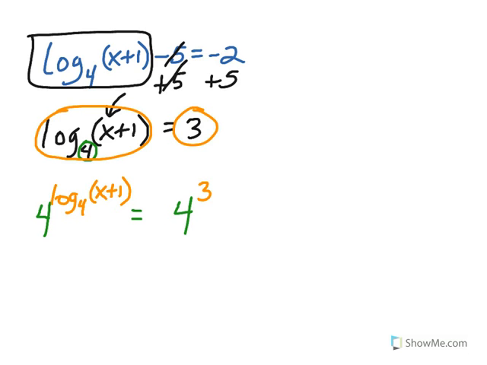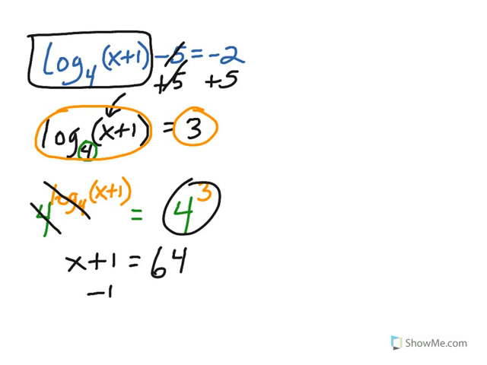Now the nice part about this is 4 to the log base 4. I've done opposite or inverse operations right there. So I'm left with x plus 1. On this side, that happens to be something I can handle in my head. If not, I could do it on a calculator. That's 64. So my last step is pretty simple. I just subtract the 1 over and I get x equals 63.